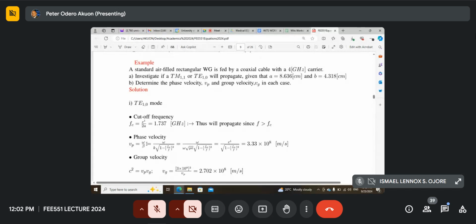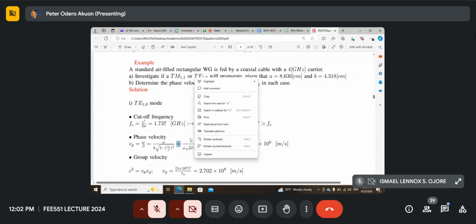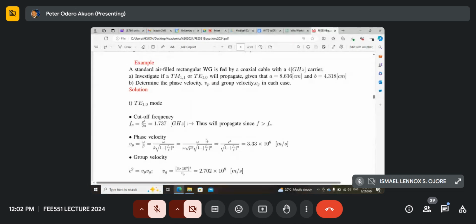But it is scaled in this case. So you'll have k being omega times, remember we have k as the square root of omega squared times mu times epsilon. So you can have omega outside, or you can have it inside the square root. Then you have omega over omega times root mu times epsilon, and we know 1 over root of mu times epsilon is actually c. So you can have c over that scale, root of 1 minus fc over f squared.